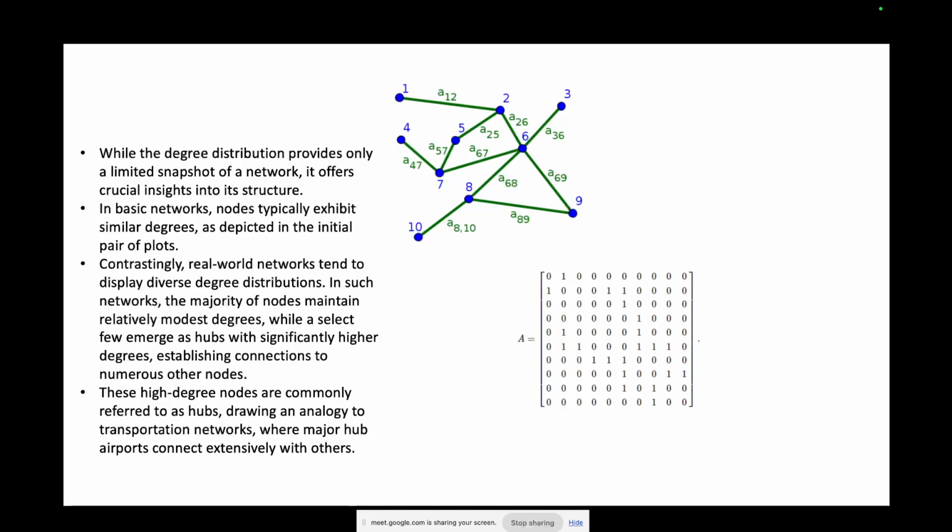So in such networks, the majority of the nodes maintain relatively modest degrees, while a select few emerge as hubs with significantly higher degrees, establishing connections to numerous other nodes. So as I was saying, you will have a very small number of nodes with very high degrees inside the network, and those are termed as hubs.